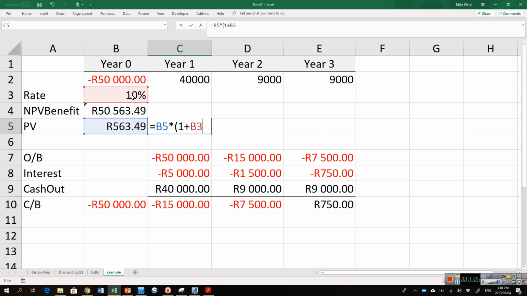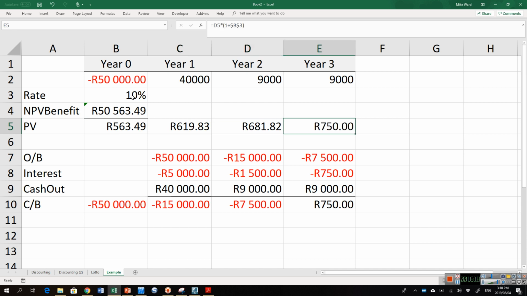In fact, I should just lock that down because I want to copy that in a moment. So my bank account would have 619 Rand 83, just earning interest. And if it earned interest again and again, you notice that it's exactly the same amount. Exactly. Has to be. That's just the maths.